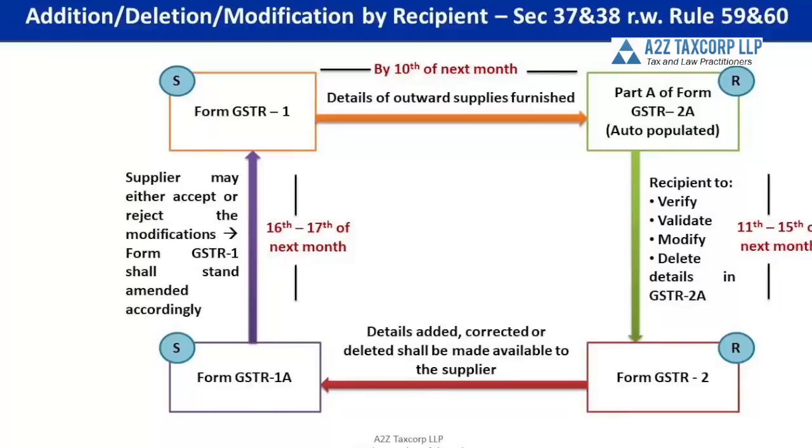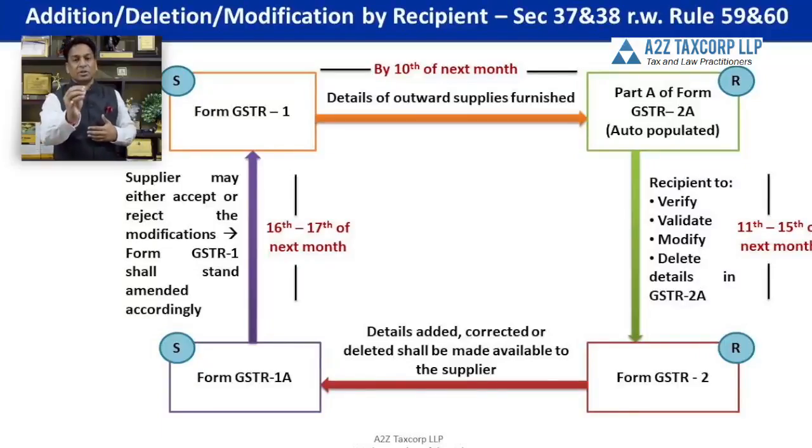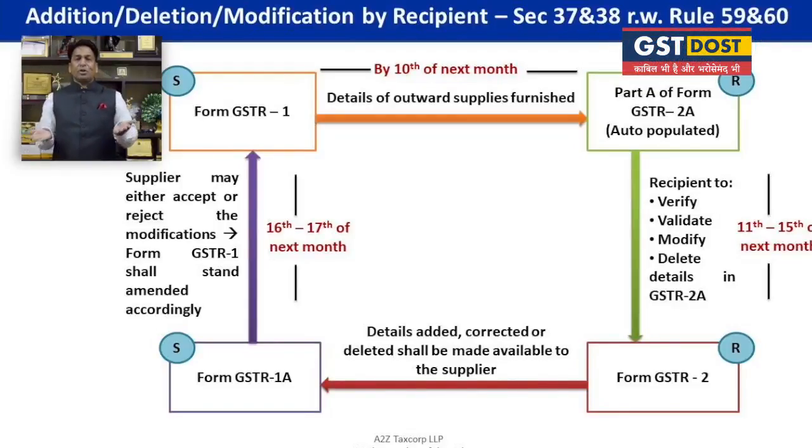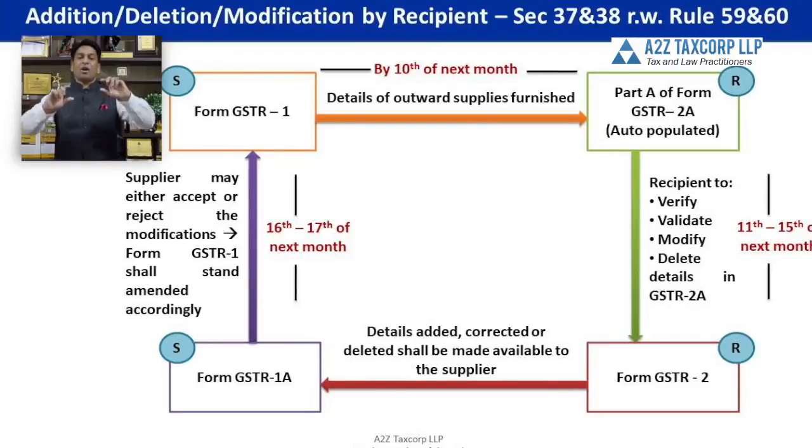Now this GSTR1, 2 and 3, I want to explain the reference, implication and importance of these three returns. In GST regime, if I'm a supplier and I'm supplying goods, then I have B2B invoices and B2C invoices. I will upload the invoice particulars on the GSTN portal. Once I upload the particulars and my outward supply return gets finalized by 10th of next month, then what happens? Whatever I've supplied gets auto-populated in GSTR2A.